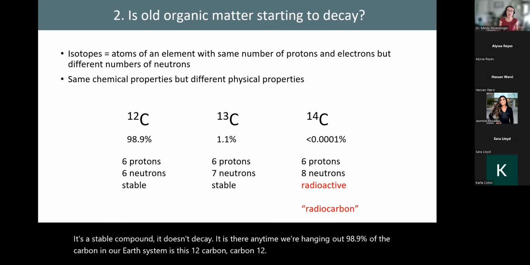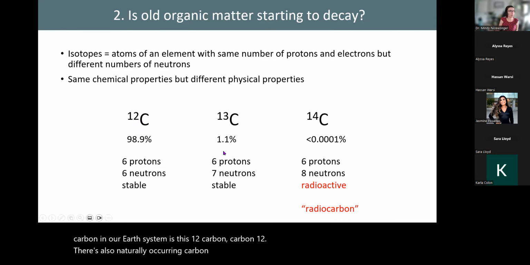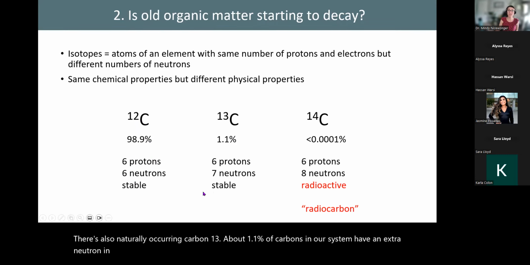There's also naturally occurring carbon-13. About 1.1% of carbons in our Earth system have an extra neutron in the nucleus. This is also a stable form of carbon. It's not going to decay. It's not going to change. It stays the way it is.